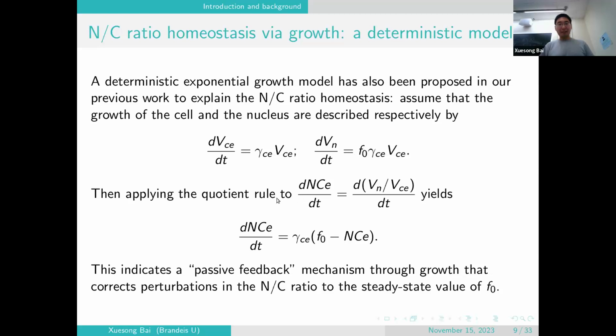Then we can apply the quotient rule to this derivative of the nuclear to cell ratio, which is volume n divided by volume cell. The derivative of this nuclear to cell ratio is given by this formula, which means if this NC ratio is greater than f0, then this whole thing is negative and the ratio will decrease. Whereas if it is smaller than f0, then the right-hand side is positive and the nucleus to cell ratio will increase. This is referred to as a passive feedback mechanism, which should be able to correct the perturbations to this steady state value of f0.